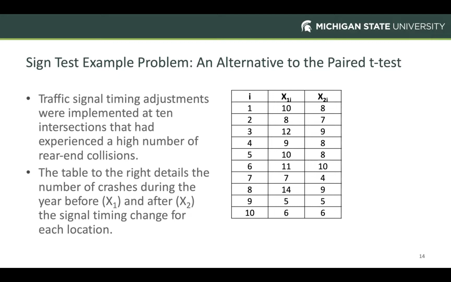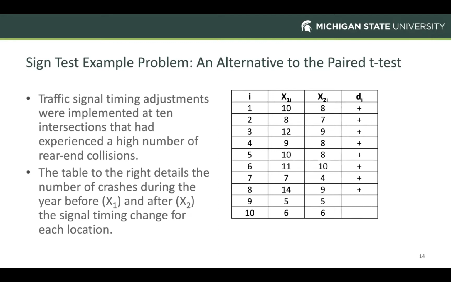And so just as we had done with the paired t-test, in the case of the sign test, we were basically looking at those differences, and I'm just putting a plus sign here wherever we see a higher number of crashes before the signal timing change. And in the case, if crashes had gone up in any of those cases, I would have indicated a minus sign here.